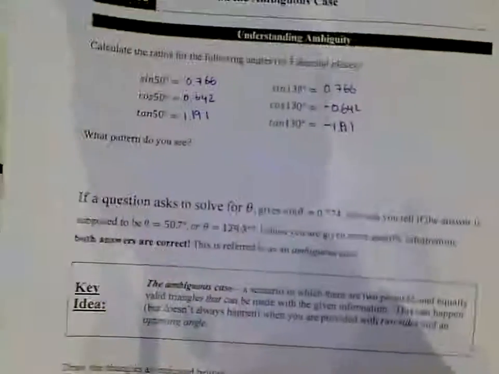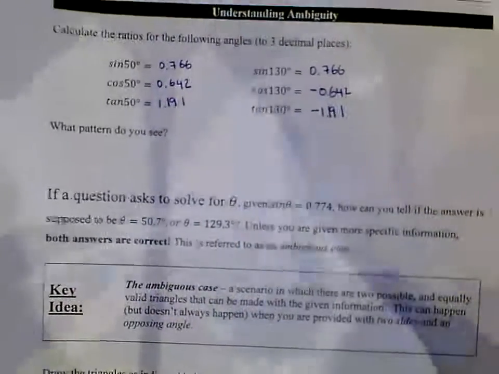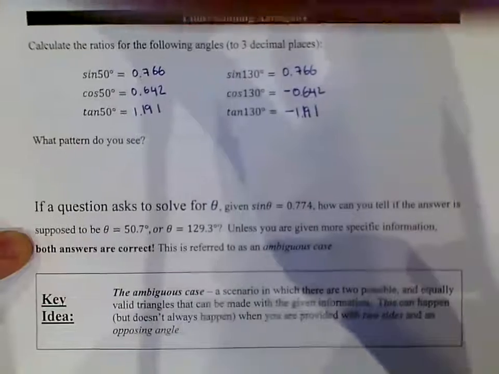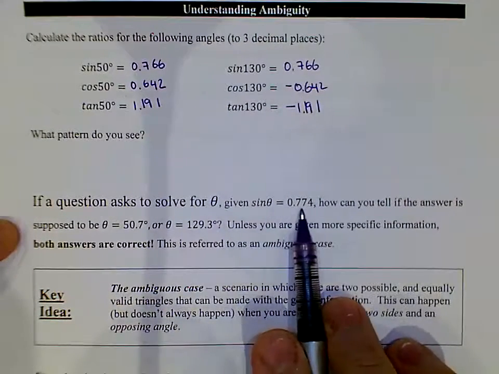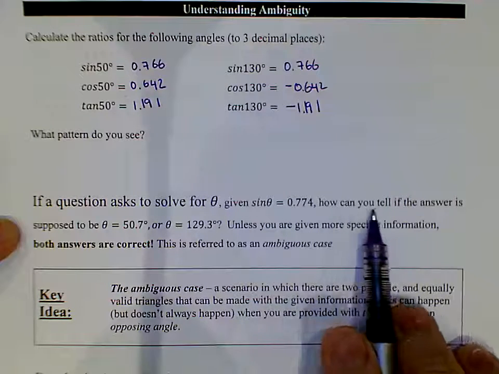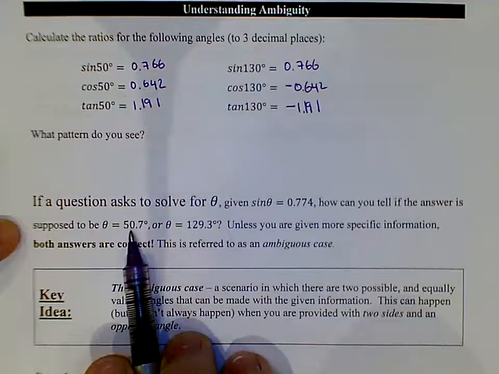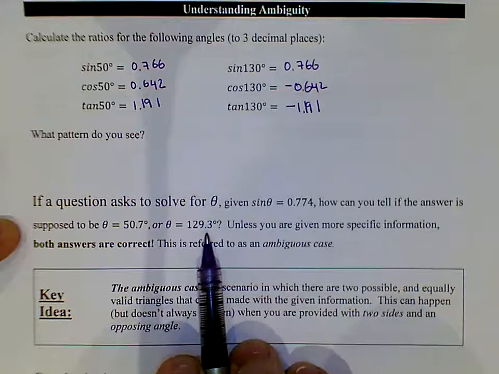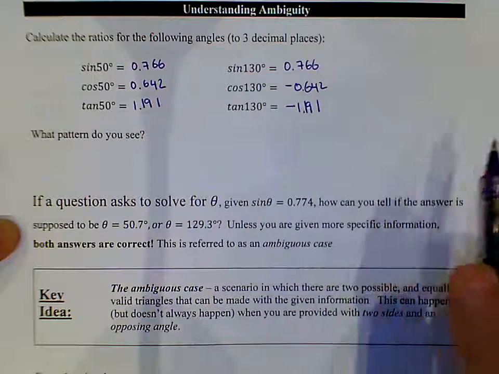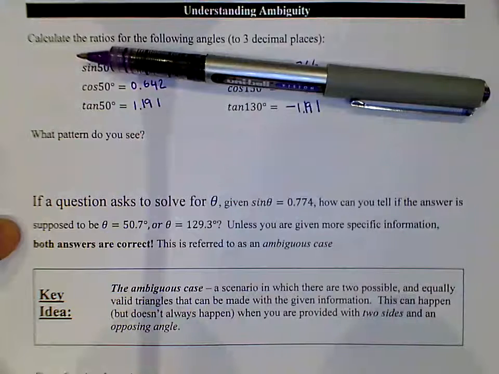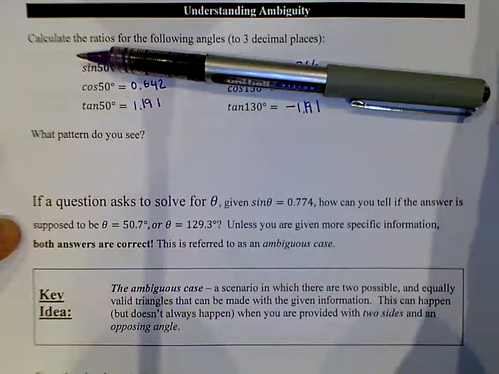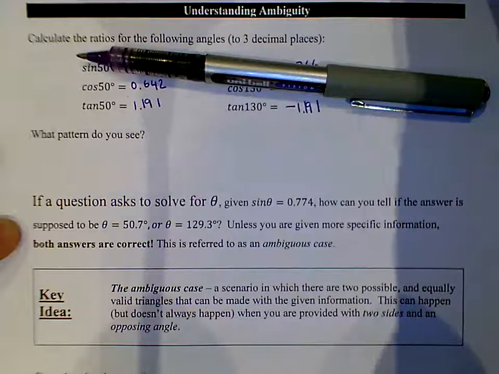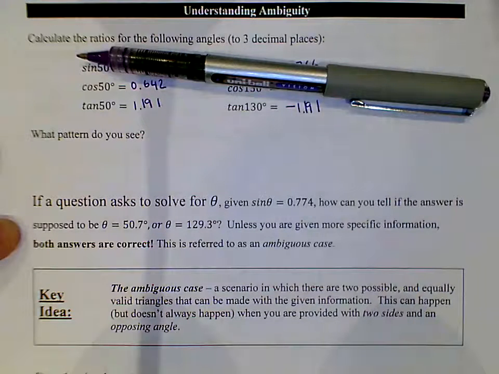Let me just zoom out a little here. They say, so if a question asks to solve for theta, given that sine of theta equals 0.774, how can you tell if the answer is supposed to be 50.7 degrees or 129.3 degrees, unless you are given more specific information? Both answers are correct. Isn't that right? You could have two possible answers for this one. Two possible answers that could be correct.